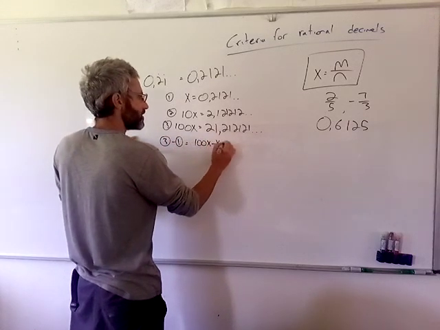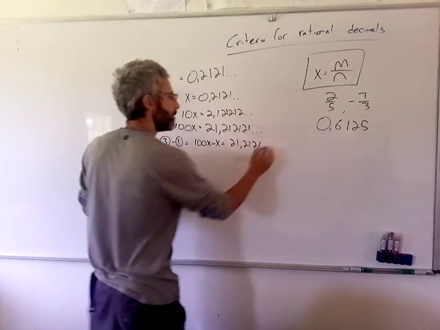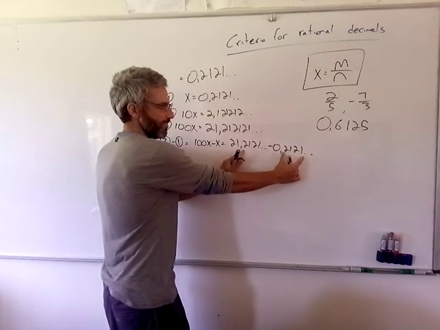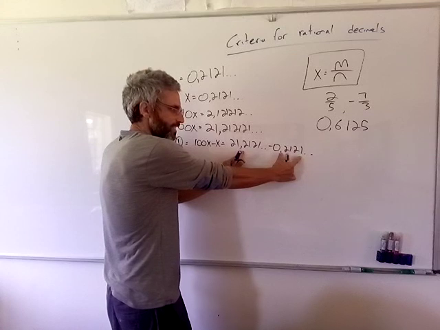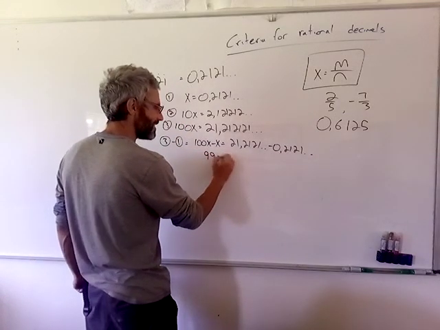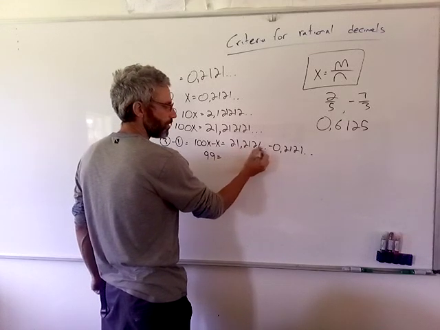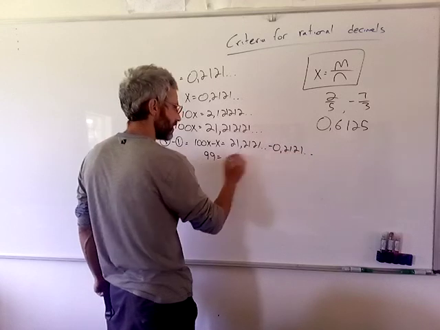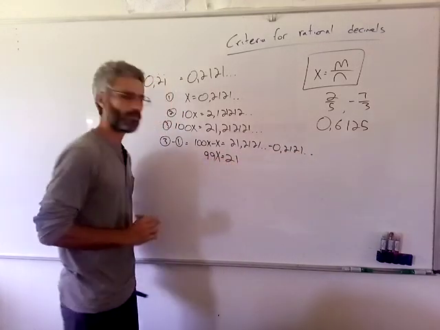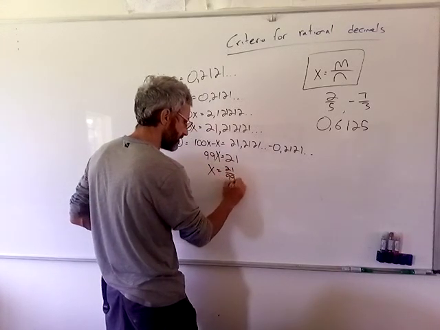100x minus x equals 21.2121... recurring minus 0.2121... recurring. Now you can see that all these numbers after the decimal place are the same, so they will cancel each other out. You're going to get 99x equals 21.2121... minus 0.2121..., which is exactly 21. And obviously I forgot the x here. And then a quick rearranging: x equals 21 divided by 99.